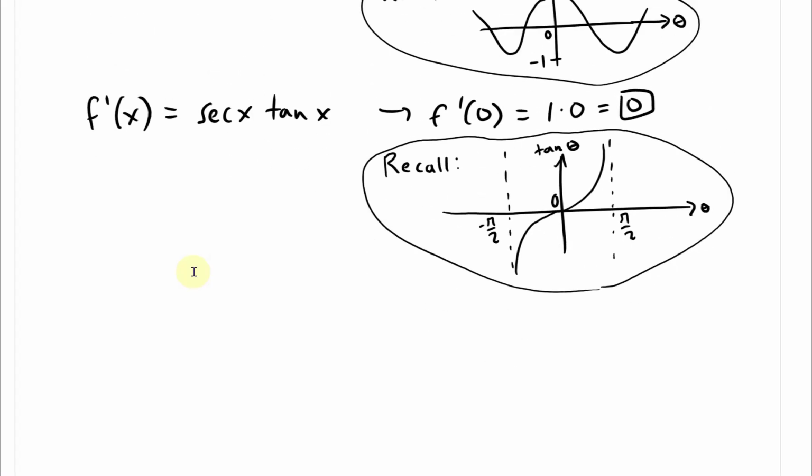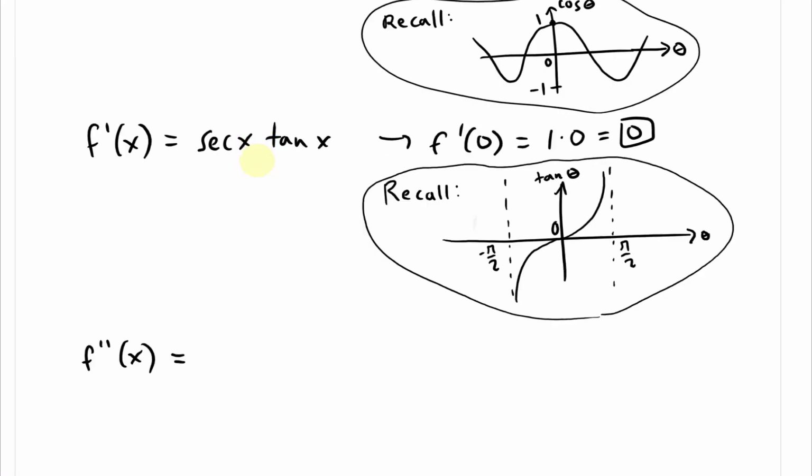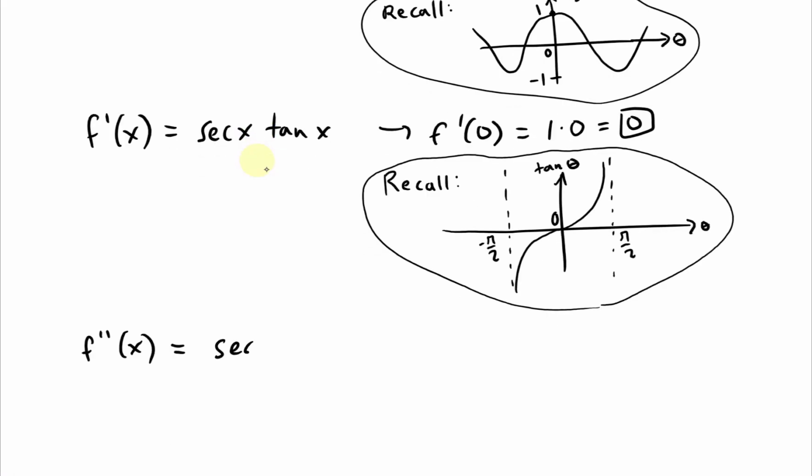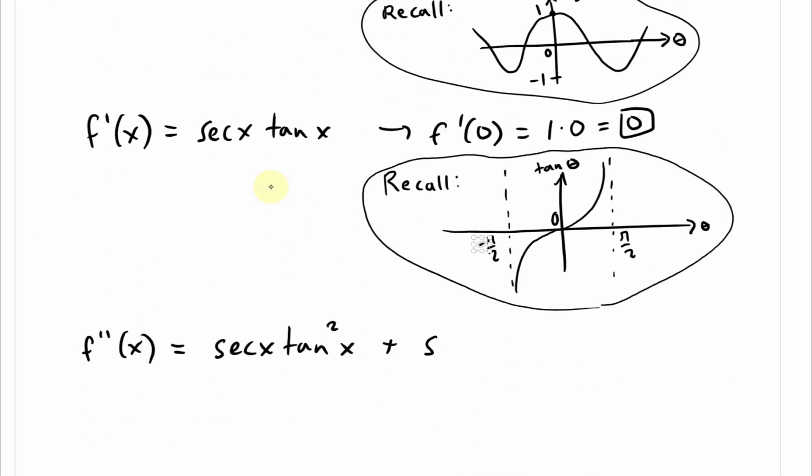Alright, so now the next derivative is going to be f double prime of x. This equals, using product rule, the derivative of secant x, which is going to be secant x tan x. So let's just write this out. The derivative of secant x is secant x tan x. So we get tan squared x, because there's already a tan x there. Now plus the derivative of tan x, which is secant squared x, so we're going to get a secant cubed of x.